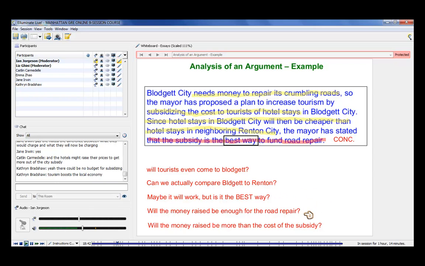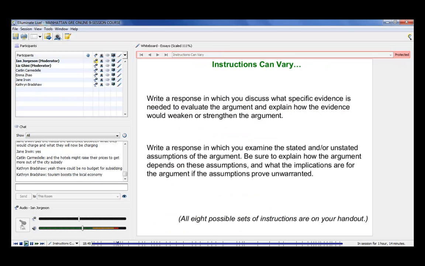The mayor is assuming that the money they will raise will be enough to repair the roads, and so on and so on. Now all of a sudden I'm couching my essay. I'm still talking about the same problems, but I'm couching it in terms of assumptions instead of in terms of specific evidence to evaluate the argument.